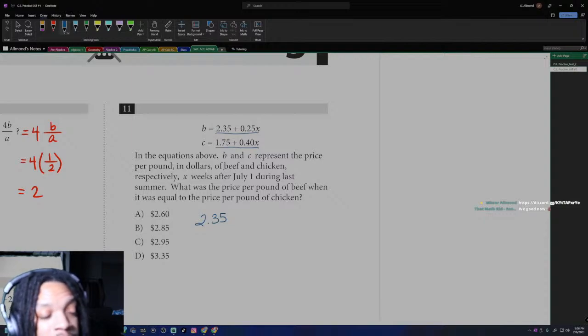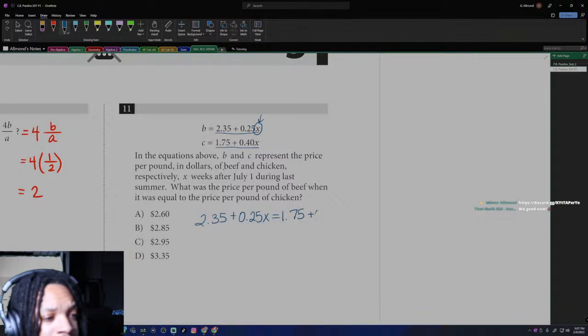Let me tell you my strategy first. I'm going to set these two equal to each other. That's going to allow me to solve for x. And then whatever x is, I can plug it in here and then I can get my B. That's my plan. Okay, so 2.35 plus 0.25x equals B equals C is what I'm writing right now.